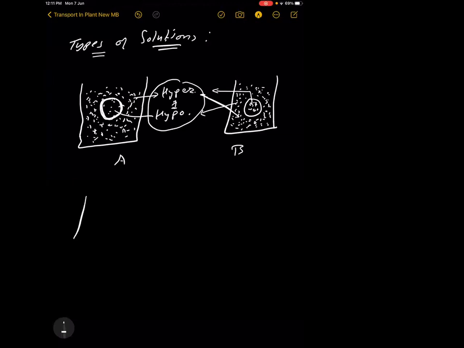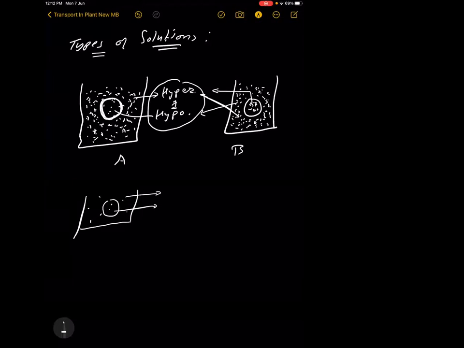Another case is called an isotonic solution. This is a beaker. Here the cell is present, and this is the solution. It is isotonic, which means both the solutions, outside the cell and inside the cell, have almost the same concentration of solute. So no movement of water occurs outside the cell or inside the cell. This type of solution is called isotonic.